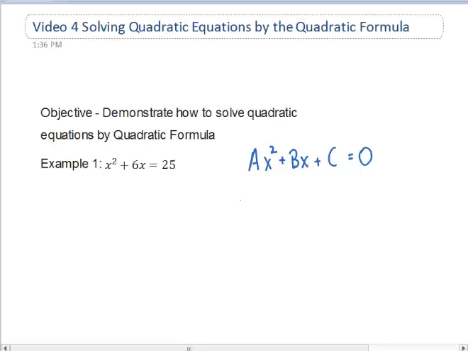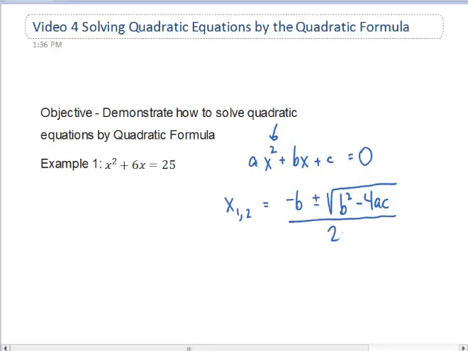So the way you find roots using the quadratic formula, the two roots, x1 and x2, because the fundamental theorem of algebra says that because you have an order 2 function, you should find two roots, is x equals minus b plus or minus the square root of b squared minus 4ac, all over 2a.